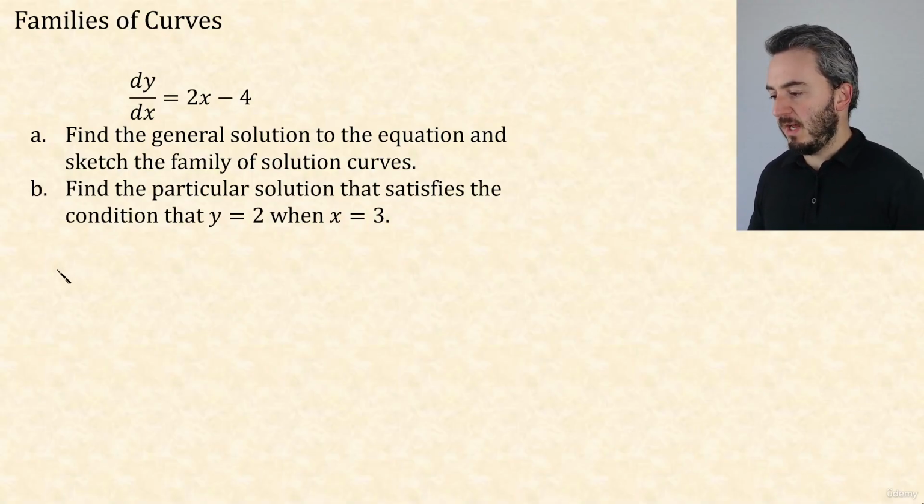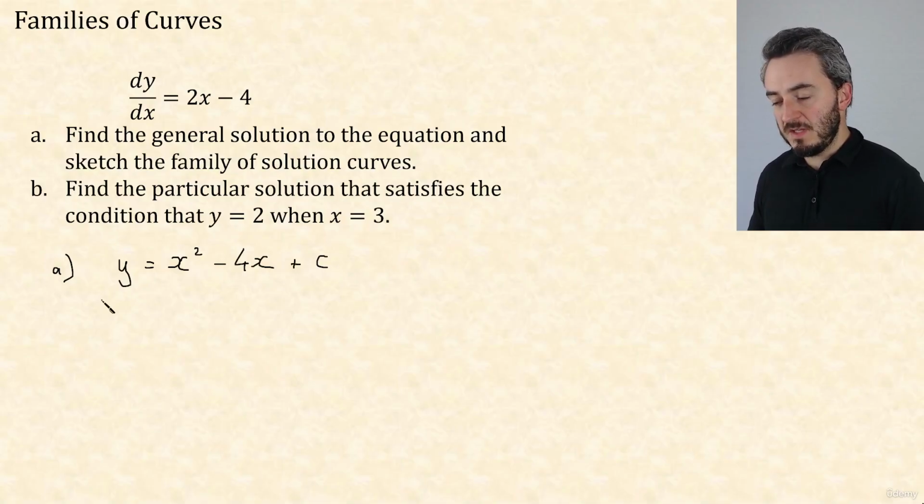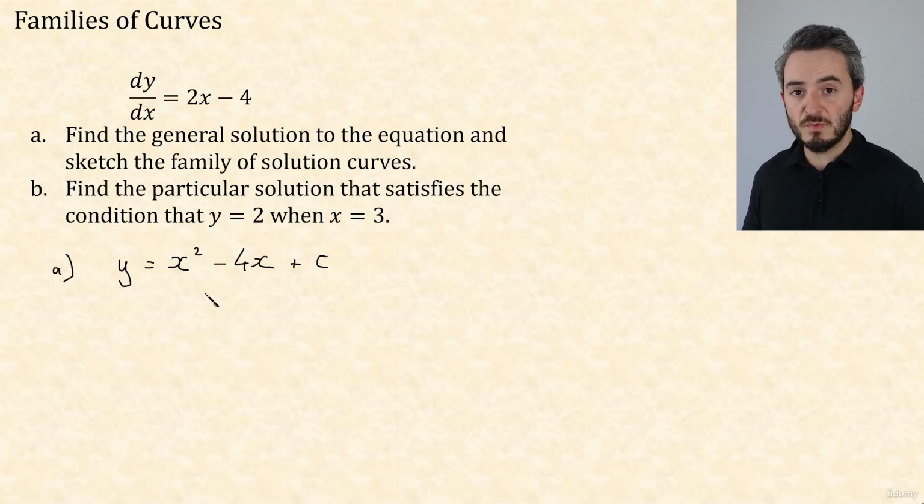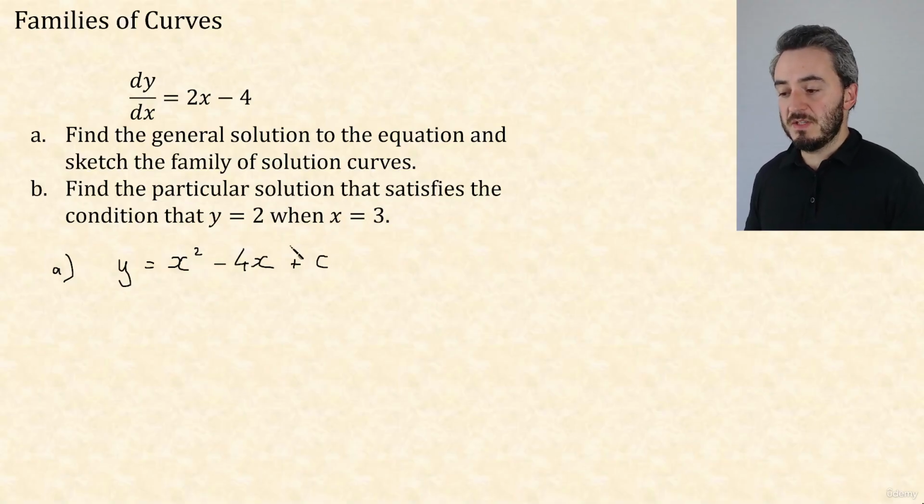If we have dy by dx equals 2x minus 4, we can say that y must equal x squared minus 4x. So I've just integrated there, then plus c. So this is what we'd call the general solution to that differential equation. It's a solution because it's a relationship between x and y and there are no derivatives in it. Now it's a general solution because it has this arbitrary constant c in it. And we can use that to sketch what's called a family of solution curves.